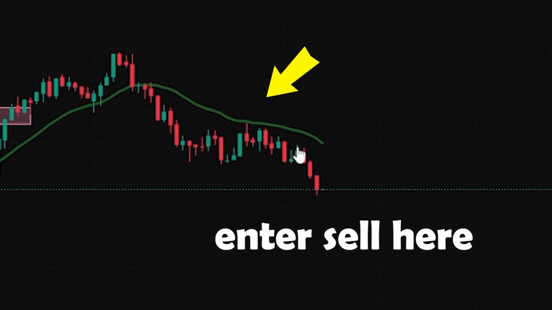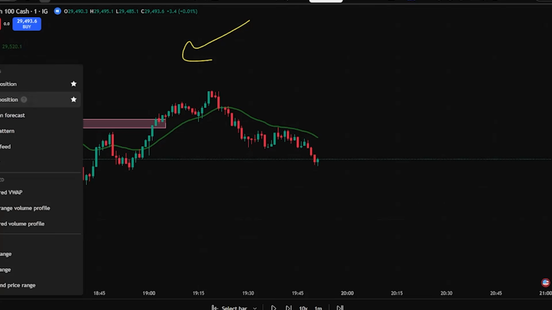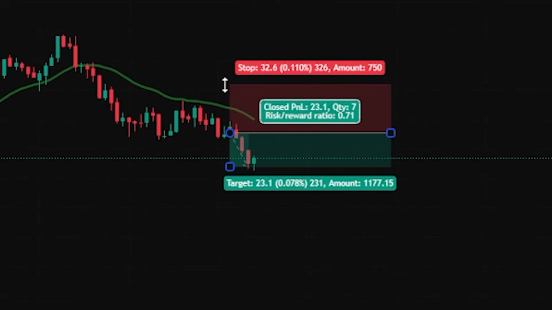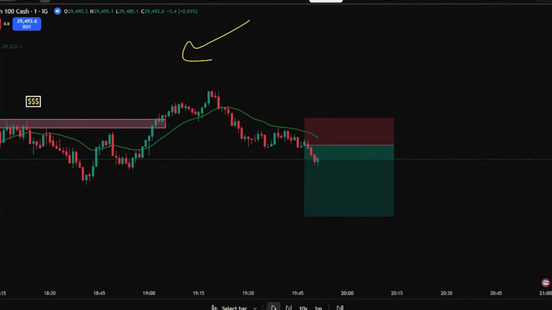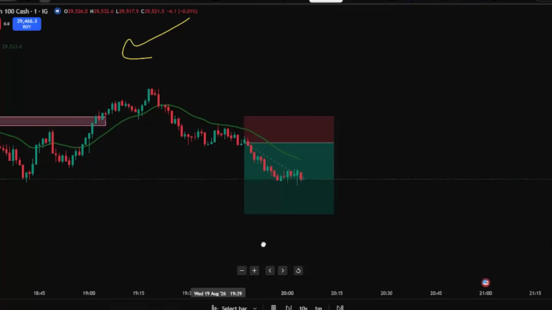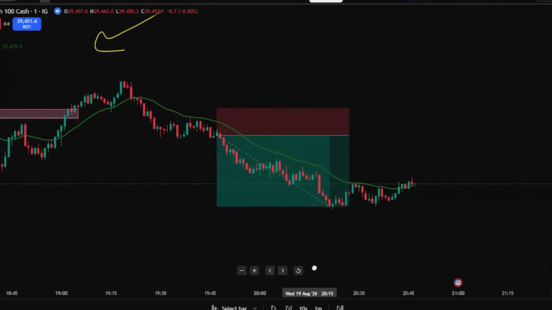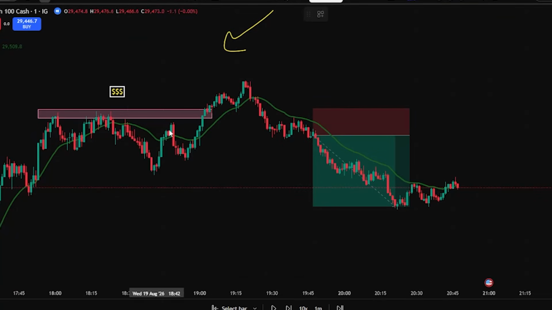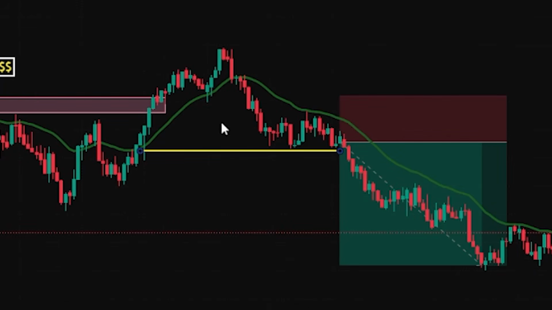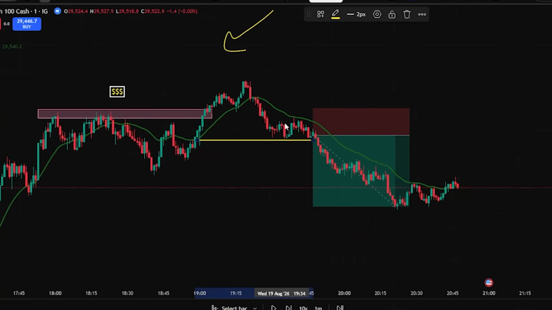We take a sell position, place the stop above the sweep range, and set the target at the next liquidity on the lower side of the market. And here you see that the price moves towards the target after confirming EMA 21. So the important rule of this setup is first sweep, then confirm EMA 21, then enter. Now let's move on to another example.